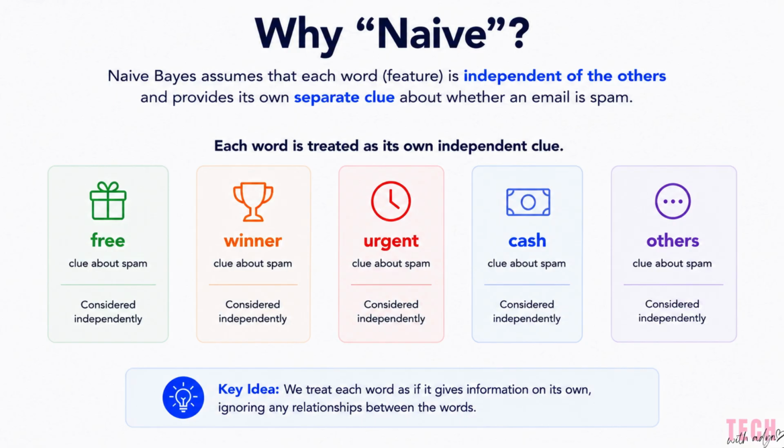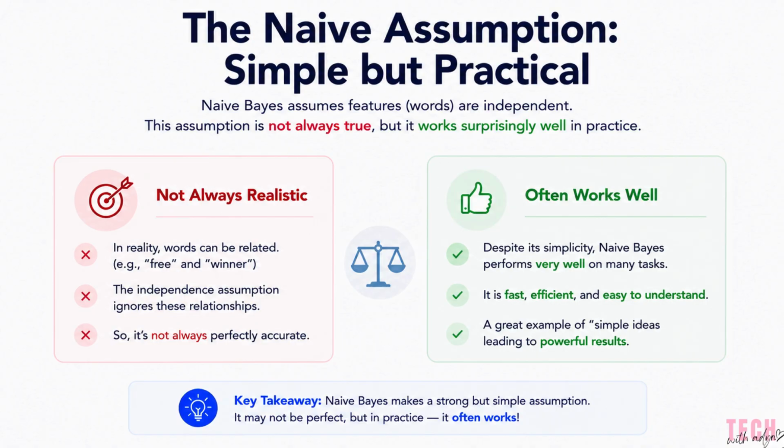It is called naive because it assumes the features are independent from each other. In other words, it treats each clue as if it gives separate information. This assumption is not always perfectly true. Words can be related to each other, but the assumption makes the model simple, fast, and often surprisingly effective.